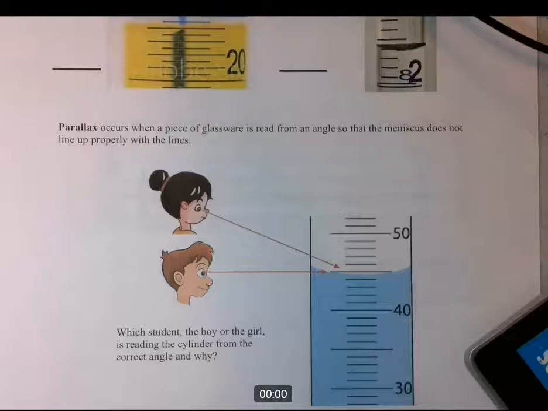So all I'm asking you is which student, boy or girl, is reading the cylinder from the correct angle and why. Anytime I ask you a question that's just a one-word answer type question, boy, girl, you should still give me a why. That's always implied. You've got to get used to doing that for the AP. Always give an explanation. It doesn't have to be long, just a sentence or so, but explain why. Who's reading that one correctly and why?